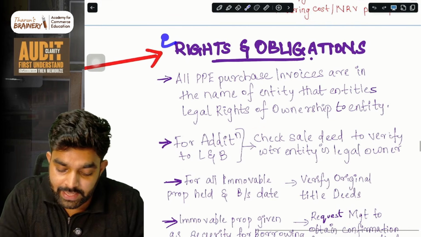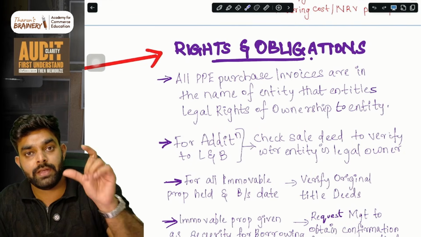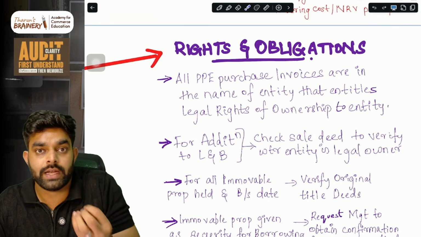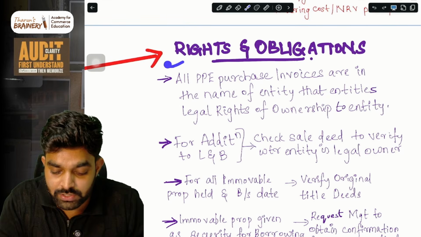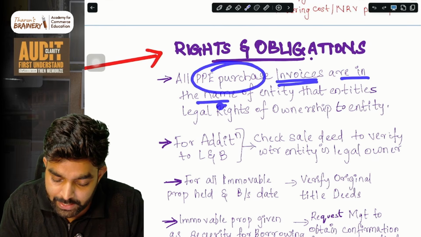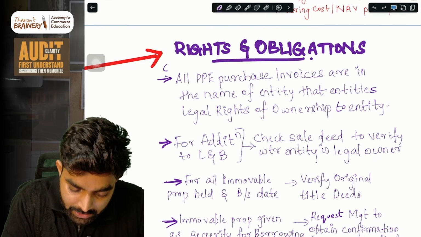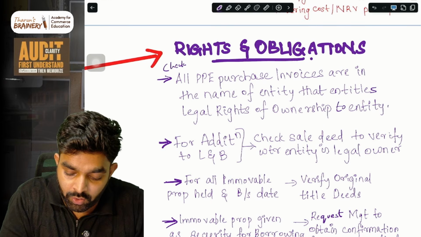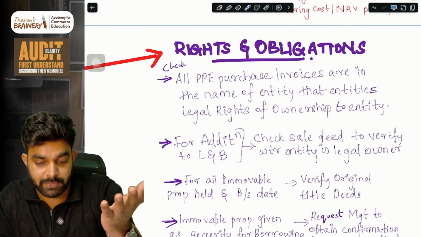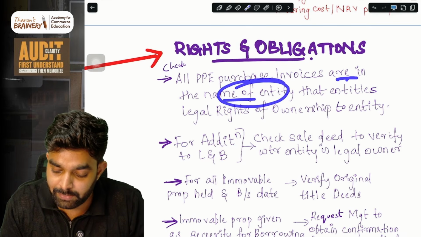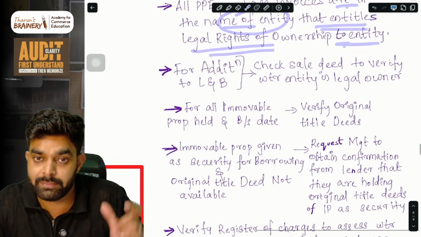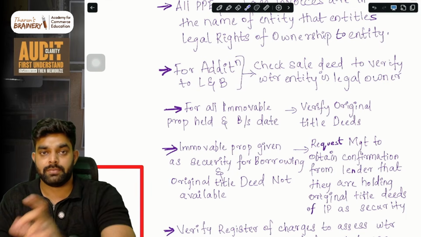Then how will you check the rights and obligations of PPE? All the PPE shown in the balance sheet should be in the name of the company. That is, the company should own it, and only then can it come in the balance sheet. So how will you check that? Check that all the PPE purchase invoices are in the name of the entity. Take the purchase bills of the machinery and see that it is in the name of the company, which gives the legal right of ownership to the entity.